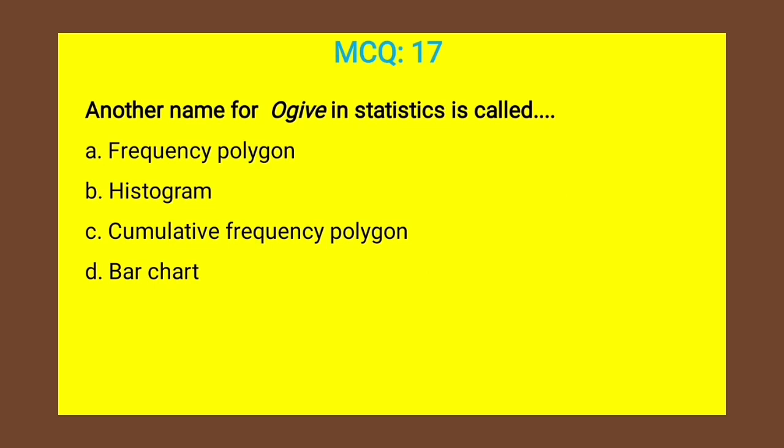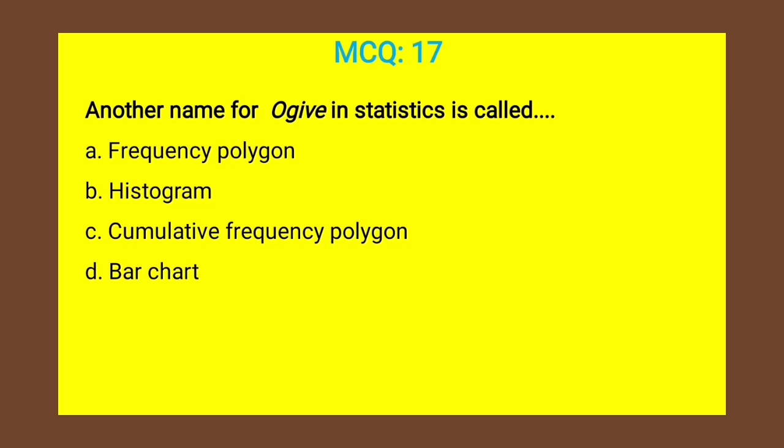17. Another name for ogive in statistics is called A, frequency polygon, B, histogram, C, cumulative frequency, D, bar chart. I want you to give me the answer for this question. Put it in the comment section. I'm giving you some seconds. 5 seconds. 1, 2, 3, 4, 5.